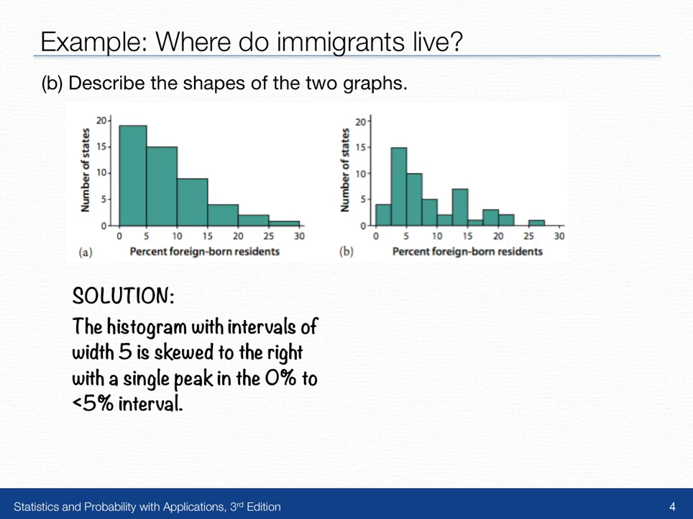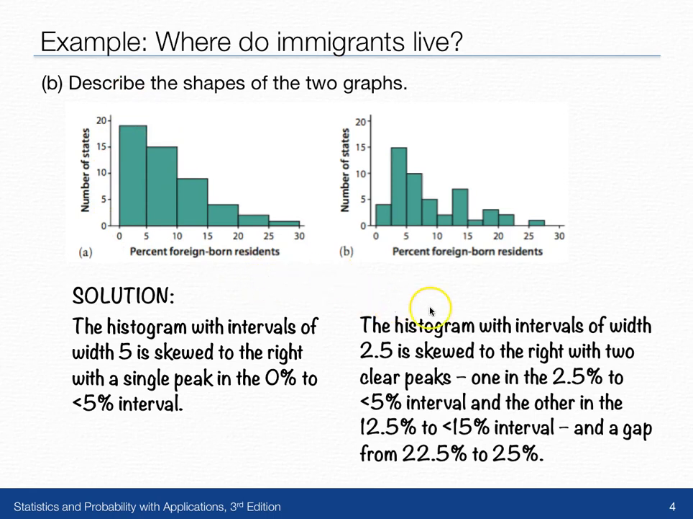For the graph on the left, we note that this histogram with intervals of width 5 is skewed to the right. Notice the right-hand side is longer than the left side, and it has a single peak in the 0 to 5% interval. Likewise, the graph with intervals of width 2.5 is skewed to the right.